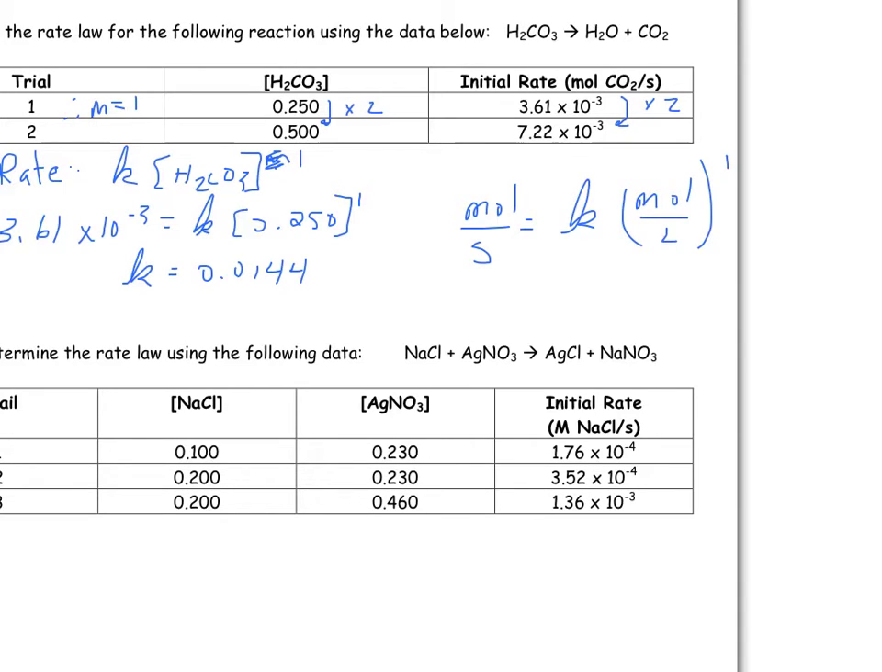Now, I've got moles per second equals K times moles per liter. I'm going to divide both sides by moles per liter, but I'm going to divide a fraction by a fraction. So in order to make it easier, I'm going to multiply both sides by the reciprocal. Now having a look, I have moles divided by moles, so that cancels out. So therefore, K equals liters over seconds.